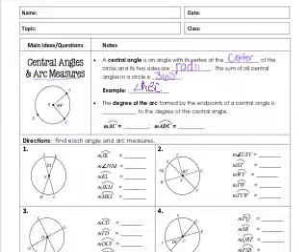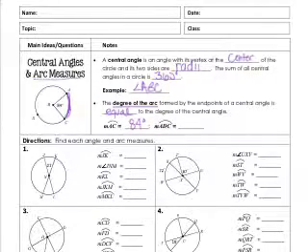Alright, the degree of the arc. So now we're talking about that curved piece formed by the endpoints of a central angle, which is equal to the degree of the central angle. So if I see that angle ABC is 84 degrees, what that's saying is the arc that is formed by that central angle is equal. So if the angle is ABC, then the arc AC is going to be equal to it. So it's going to be 84 degrees.